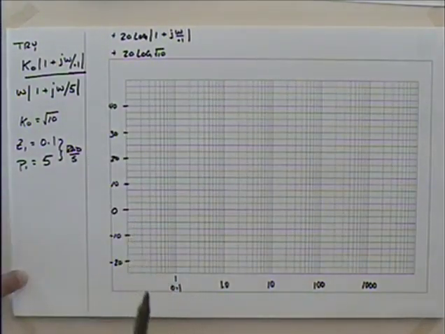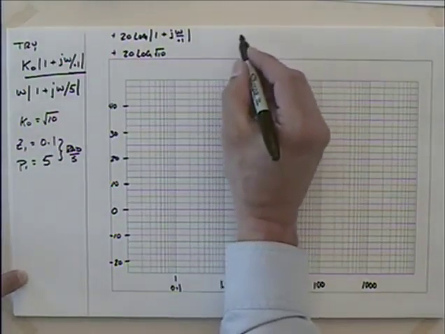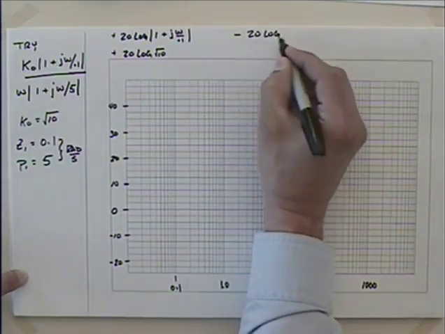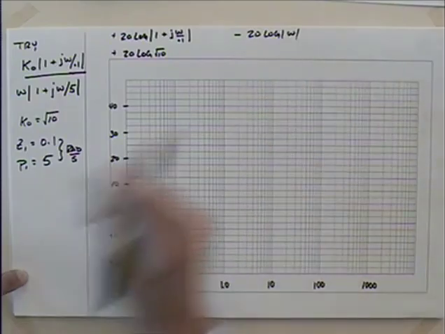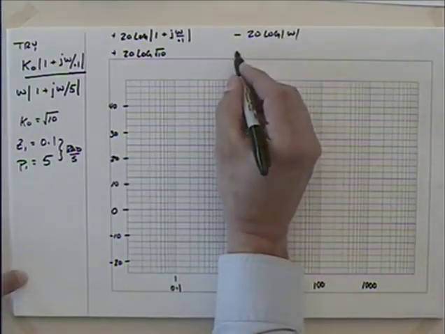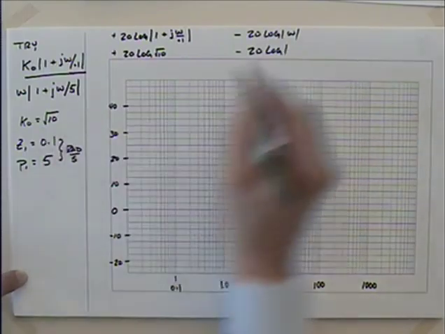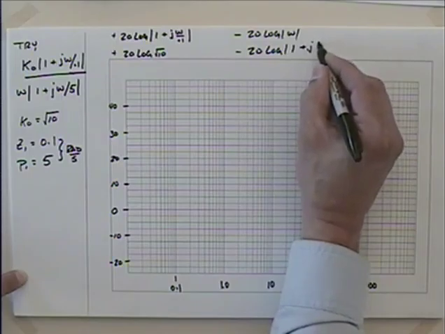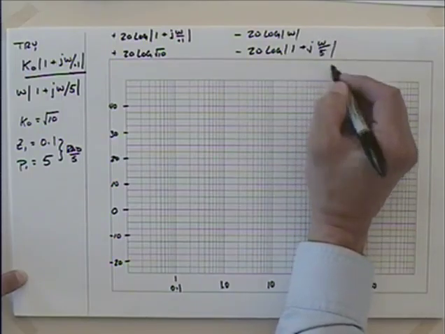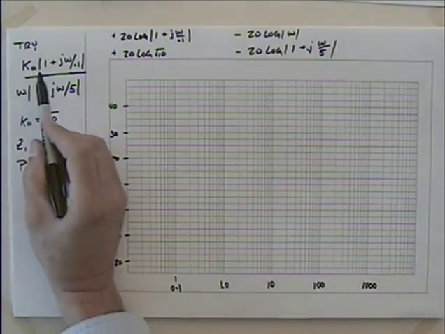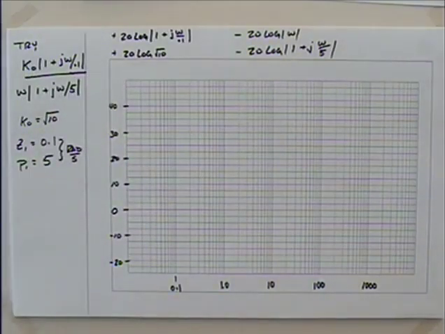How about the negative terms? I'm going to have a minus, because it's in the denominator, 20 log of omega. And then I'm also going to have a minus 20 log of 1 plus j omega over the pole. That's that 5, right? These are all just things we have to plot. I mean, they came from the terms. We have 2 terms in the numerator, 2 terms in the denominator, right?